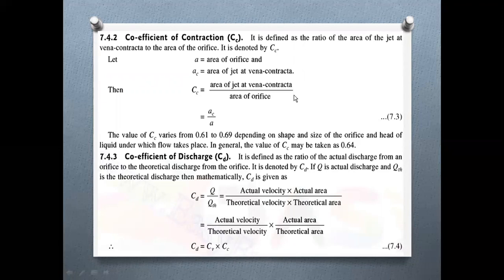Then third is the coefficient of discharge, that is CD. It is defined as the ratio of actual discharge from an orifice to the theoretical discharge from the orifice. It is denoted by CD. If Q is the actual discharge and QTH is the theoretical discharge, then CD is equal to Q upon QTH, which is equal to actual velocity into actual area upon theoretical velocity into theoretical area, which is equal to actual velocity upon theoretical velocity into actual area upon theoretical area. Therefore, the coefficient of discharge CD is equal to CV into CC.